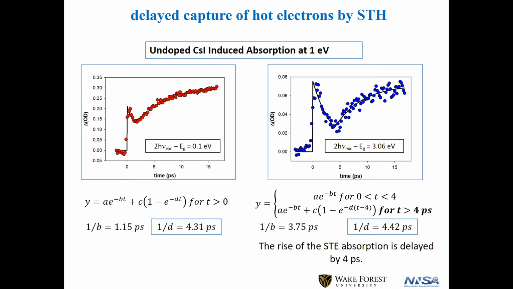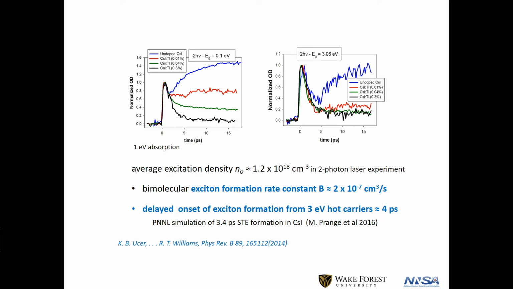For low energy electrons, the formation starts immediately. For these hot electrons, there's actually a 4 picosecond delay before anything happens, and then it starts forming. And the calculated carrier cooling time is 3.6 picoseconds. So anyway, that part seems to make sense.